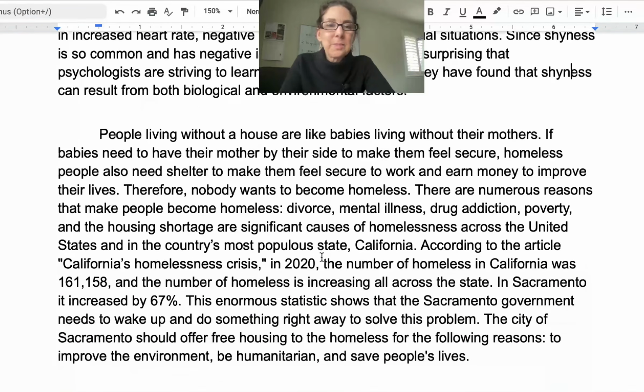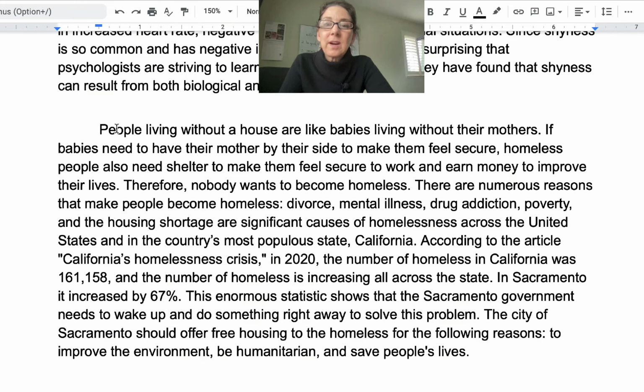Okay, let's look at the last one. People living without a house are like babies living without their mothers. If babies need to have their mother by their side to make them feel secure, homeless people also need shelter to make them feel secure to work and earn money to improve their lives. Therefore, nobody wants to become homeless. There are numerous reasons that make people become homeless: divorce, mental illness, drug addiction, poverty, and the housing shortage are significant causes of homelessness across the United States and in the country's most populous state, California.